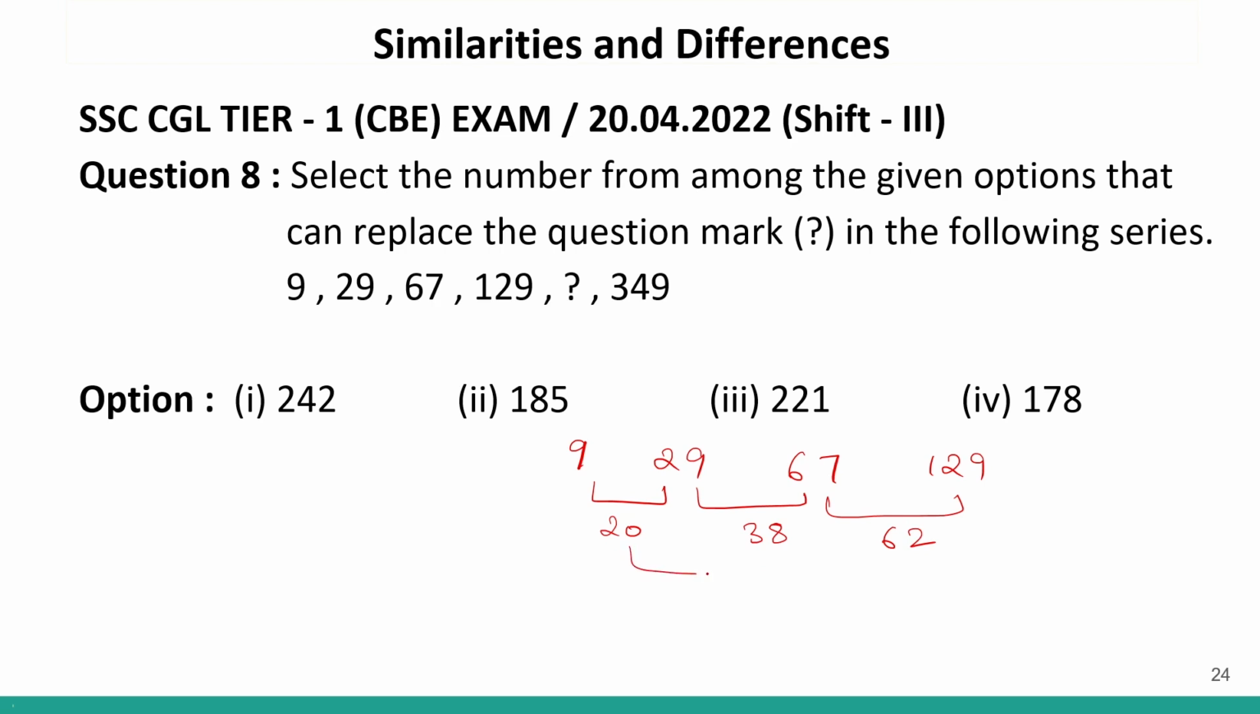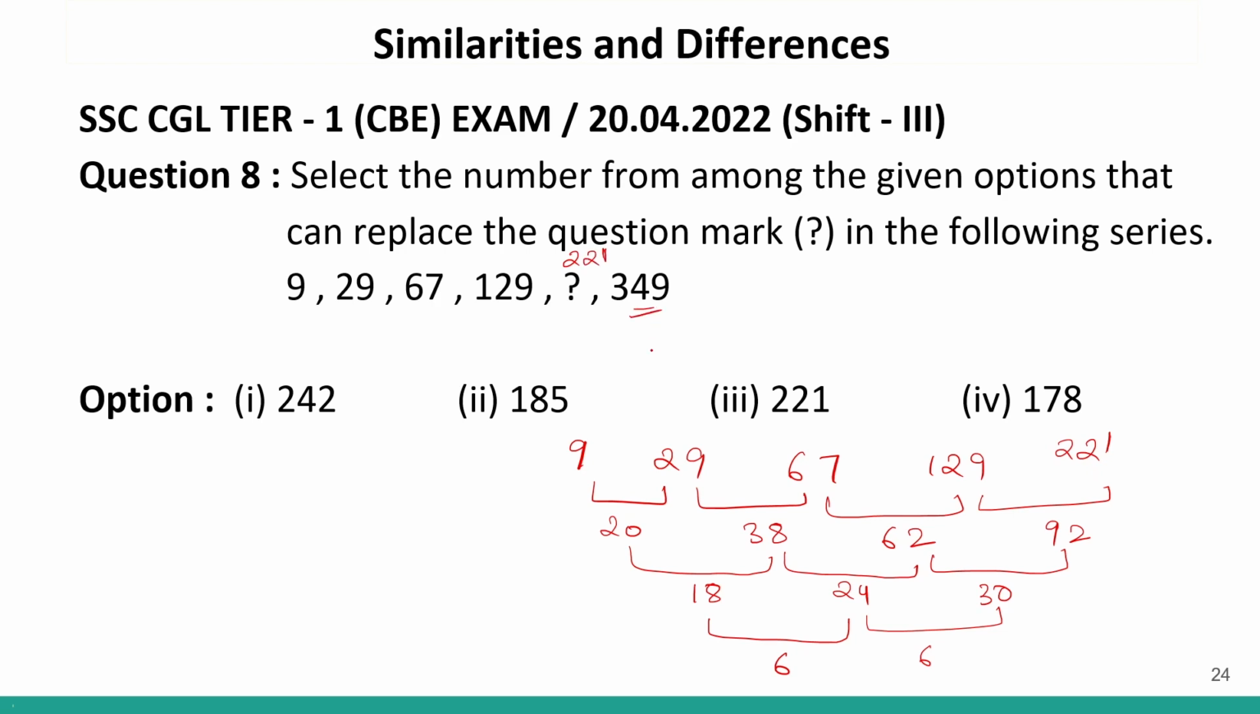So if I go from here to here, I am increasing it by 18. Similarly, here to here, I am increasing it by 24. So now I can clearly say that we are increasing it by 6. Correct? Now if I increase this by 6 again, I'll get 30. So 62 plus 30 will give me 92. So 92 plus 129 will give me 221. Okay, so at this place I'll get 221.